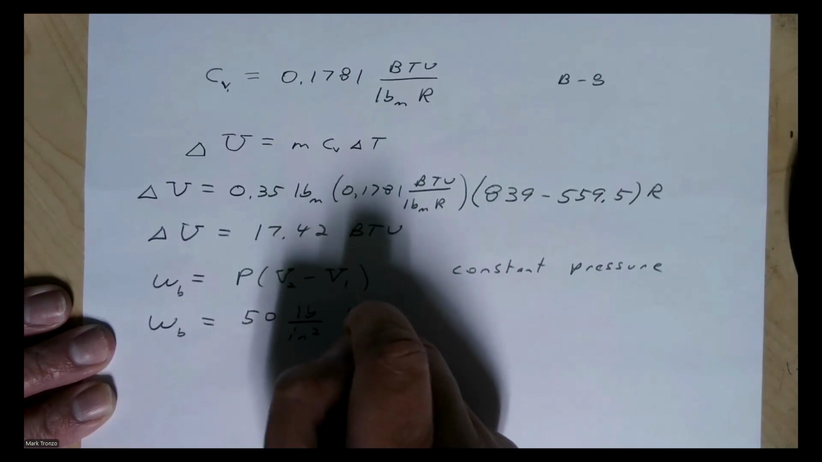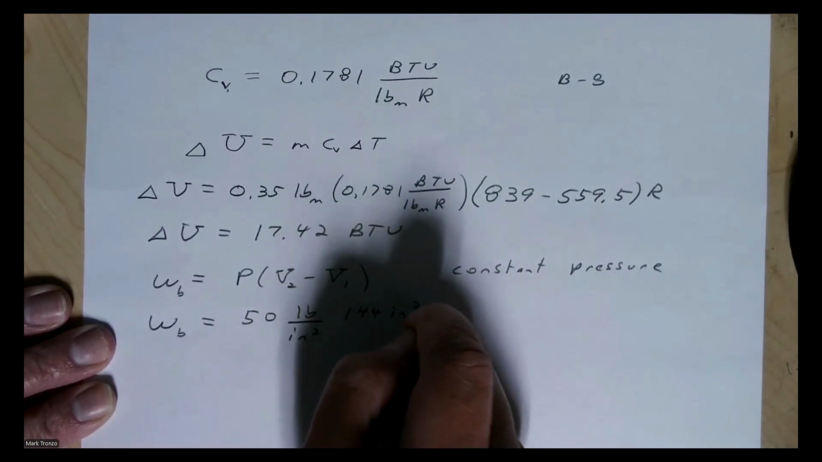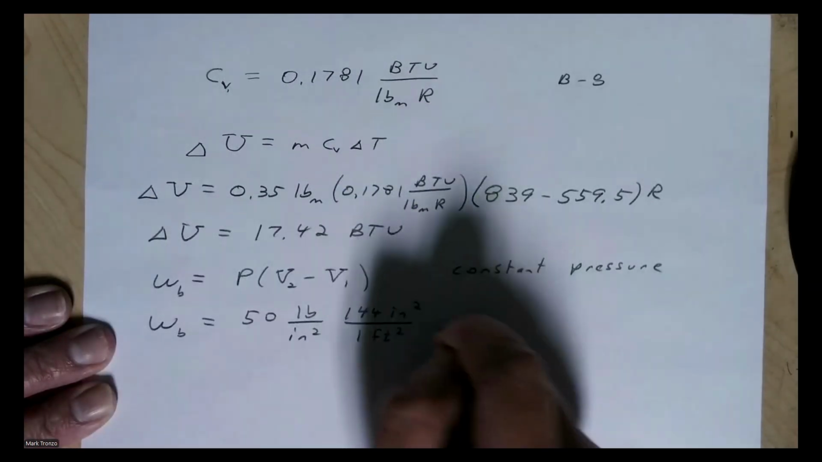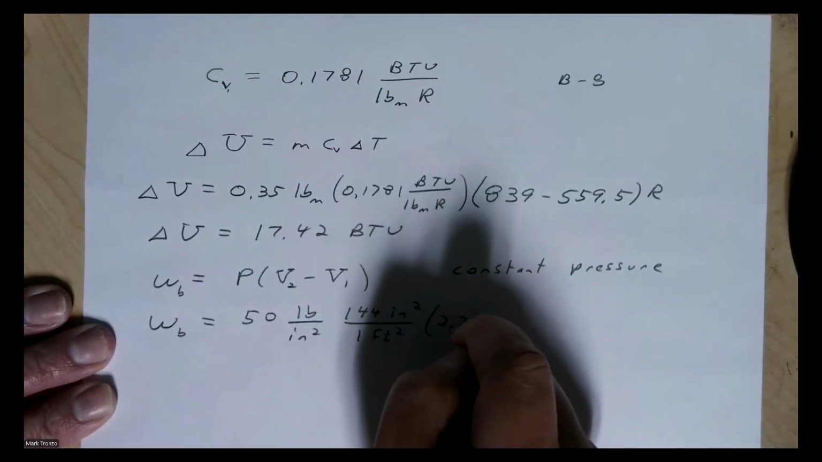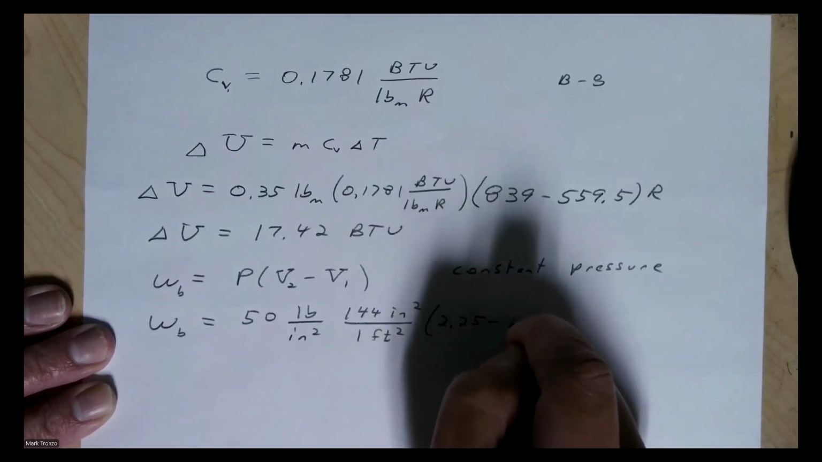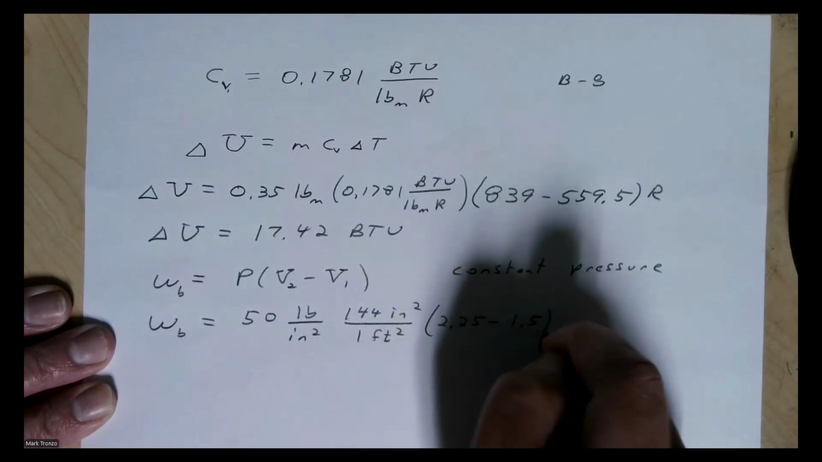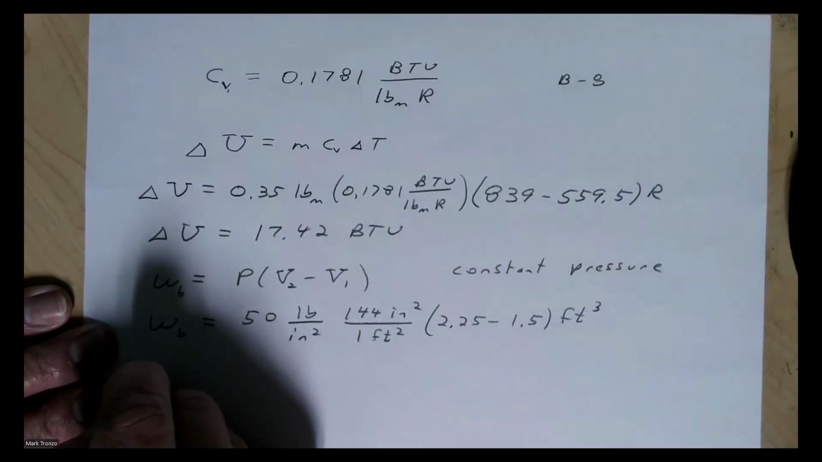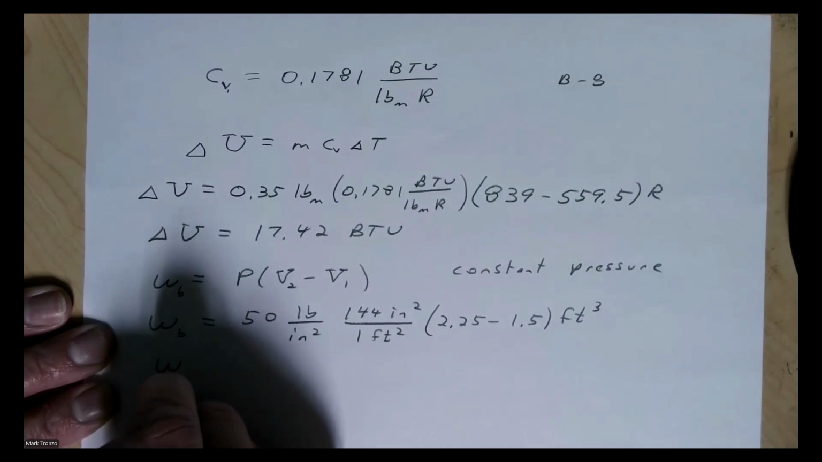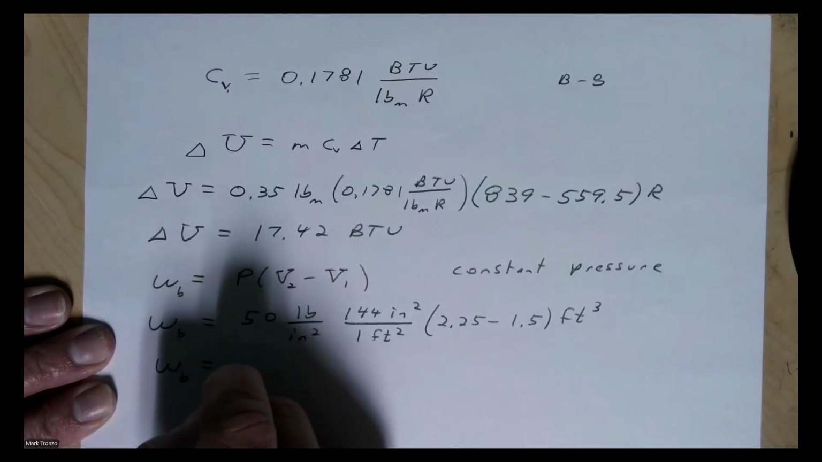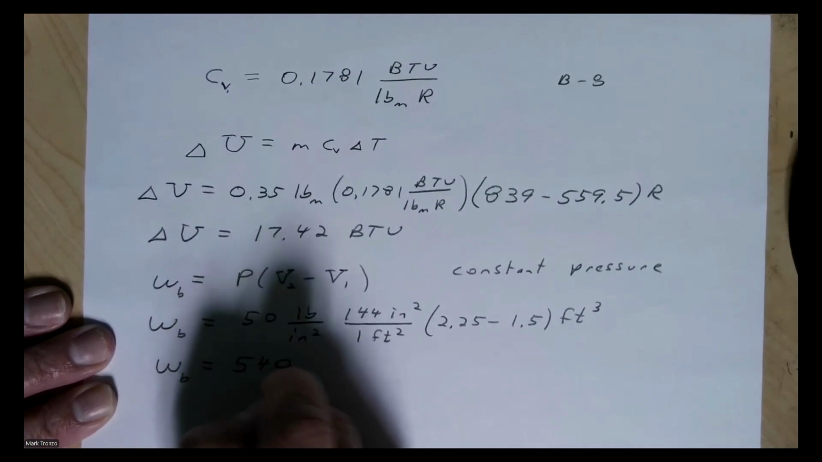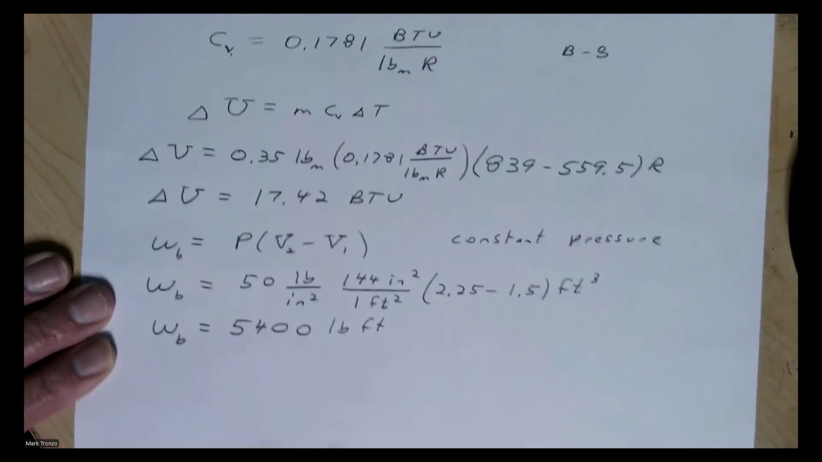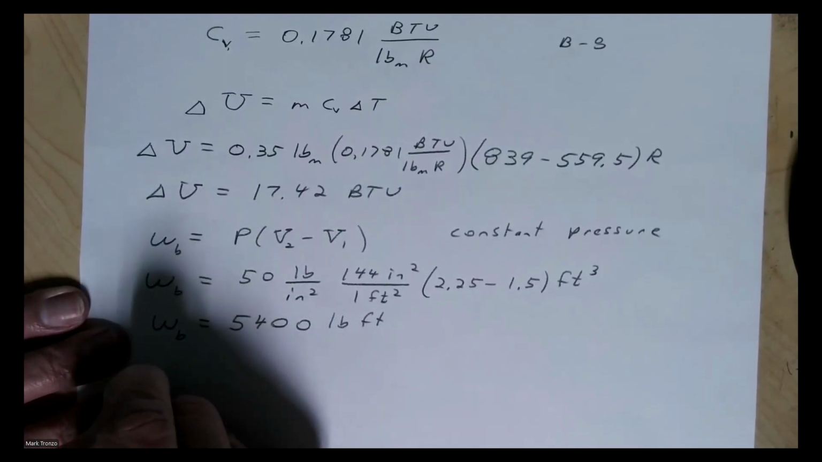So it's going to be 144 square inches for every square foot. And our second volume is 225, our initial volume is 1.5. And when you put that in your calculator, you get 5,400 pound-feet.